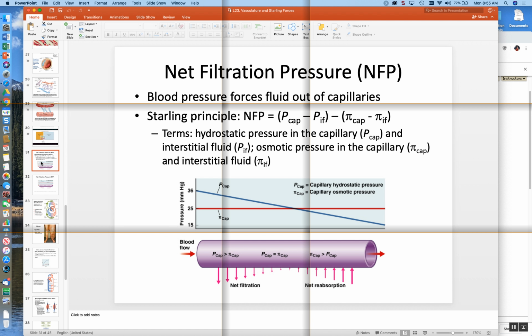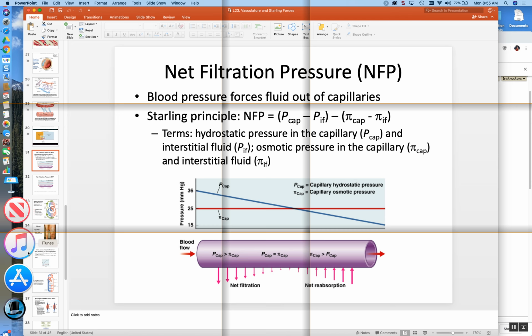Say that one more time. That's an important concept. Once you calculate the net filtration pressure, if it's a positive number, filtration will occur. If it's a negative number, then absorption will occur.